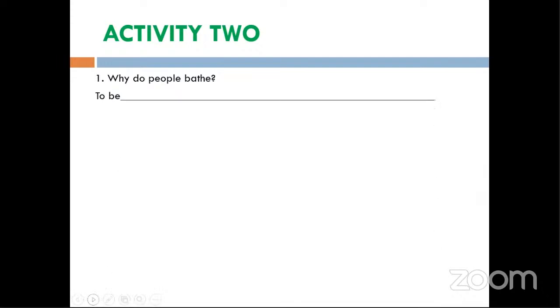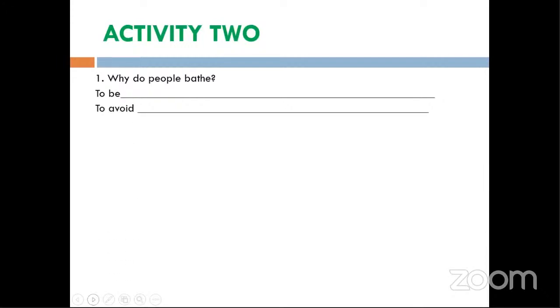So let's move to the next question. So here they even guided you. By the way, we even have the answers. They started here. Why do people bathe? Then this one started. We have started for you. To be. So it is now upon you to complete. Then again, to avoid. So we have the answers down here. You choose. The first one is to be what? To be dirty or to be smart? Or to be bad smell? That one does not come.